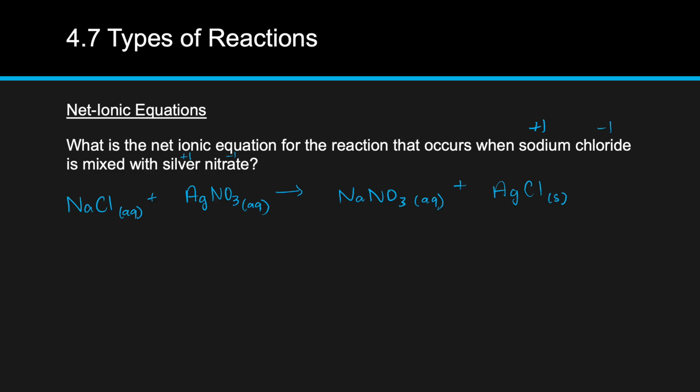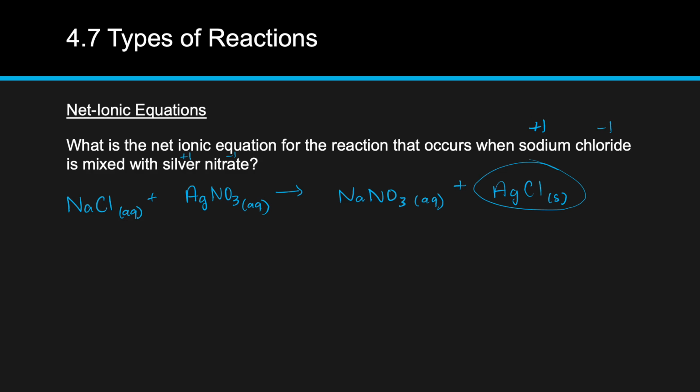So now let's go ahead and make sure this is balanced. Everything was a 1-to-1, so it is already balanced. And now let's do our net ionic equation. In order to get the net ionic equation, you can do it 2 ways. You can do the long way by writing out your complete ionic equation and then canceling out your spectator ions, or you can just identify your solid and your reactants are going to be the 2 ions that make up that solid, which is what I'm going to do.